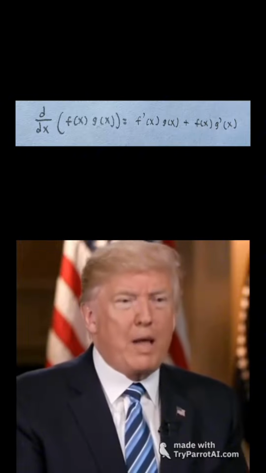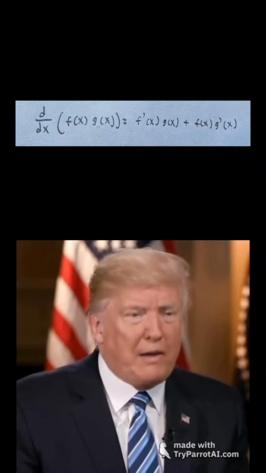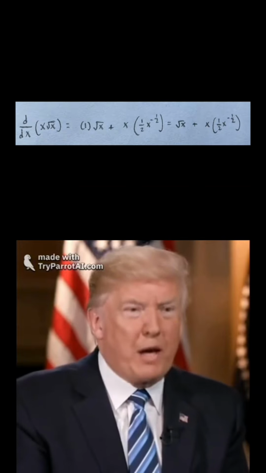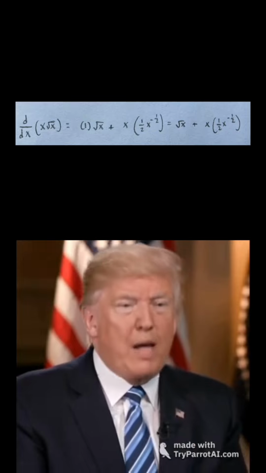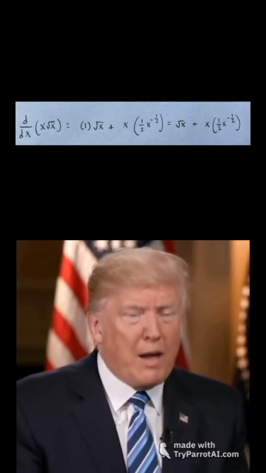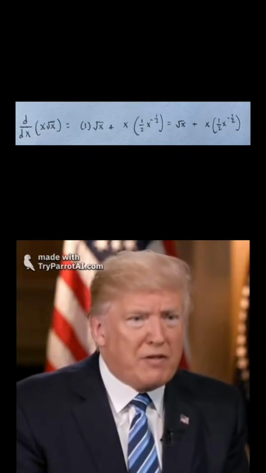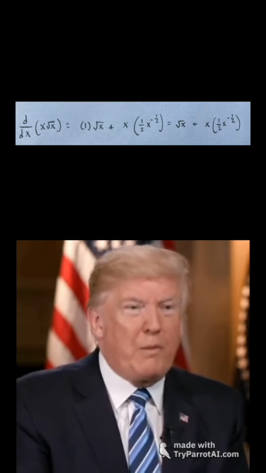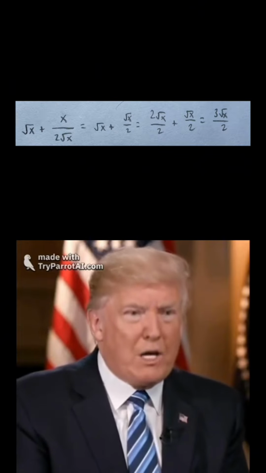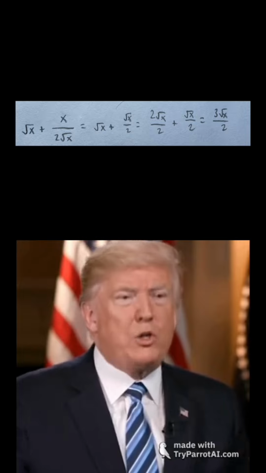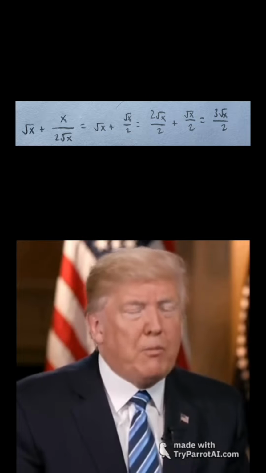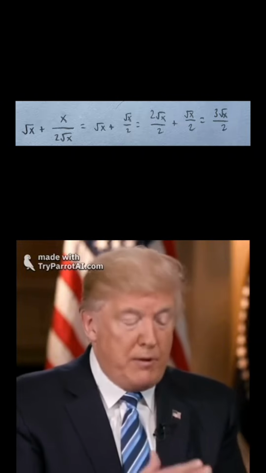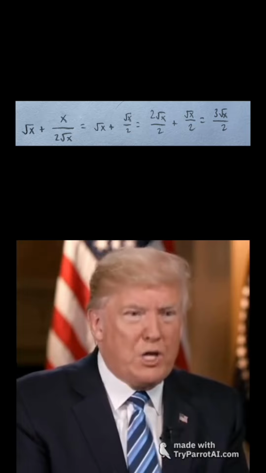In this case, you can set x as f of x and the square root of x as g of x. The derivative of x is 1, and the derivative of the square root of x is 1/2 times x to the power of -1/2. So the derivative of x square root x is square root x plus x times 1/2 times x to the power of -1/2. This is all just root x plus x over 2 times the square root of x, which can be simplified down to square root x plus square root x divided by 2. Adding them together gives 3/2 times root x, which is what you got using power rule earlier.